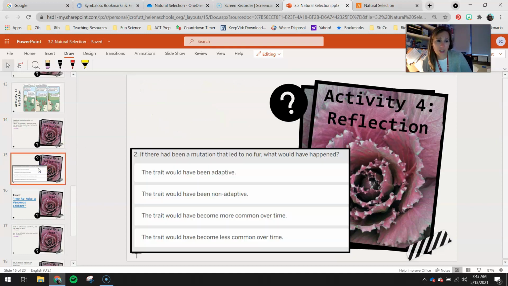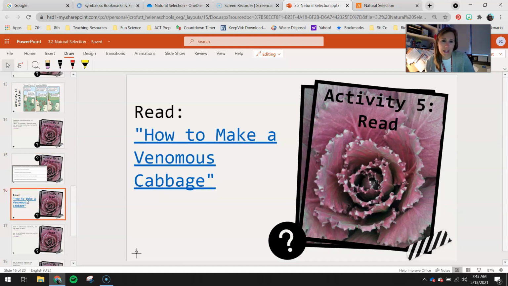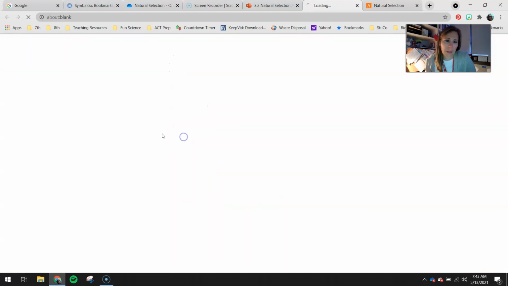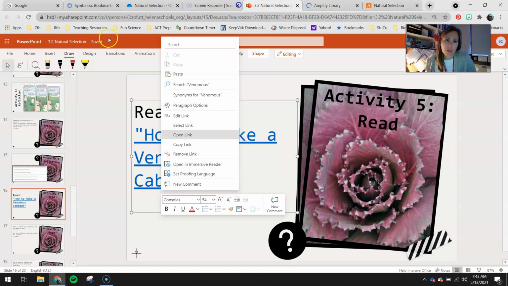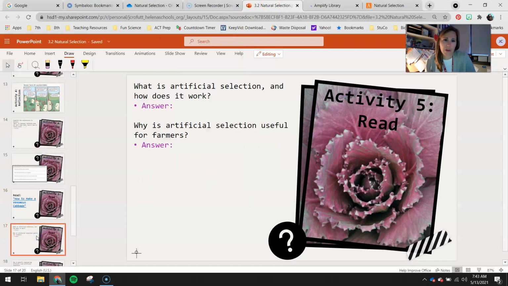All right, and then answer this question using your draw tool. If there had been a mutation that led to no fur, what would have happened? So circle your guys' correct answer there. There's only one. Finally, last little section, you have a reading activity, how to make a venomous cabbage. So you guys can go ahead, right-click that, open it up, and amplify. As you guys read through that, you guys will be looking for answers to these questions. What is artificial selection? So we are learning about natural selection. So what is artificial selection? And how does it work?